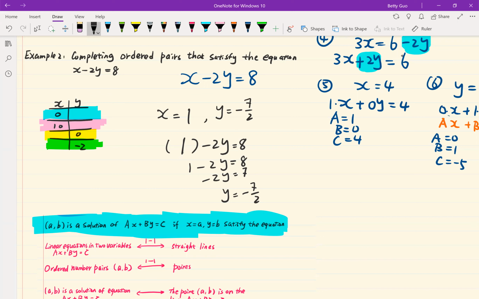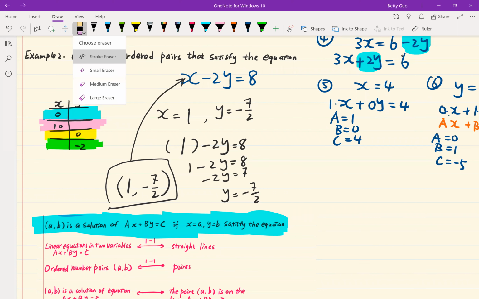That is an ordered number pair. The first component is the value of x. The second component is the value of y. That ordered number pair is a solution of the equation. So whenever you give x a value, you can always solve for the corresponding y. You would have a solution, right? So you can see from here, the equation has infinitely many solutions.